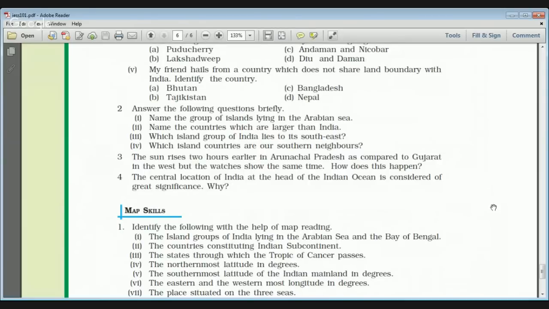In the coming videos, we will cover all the chapters of NCERT Class 9 Geography.